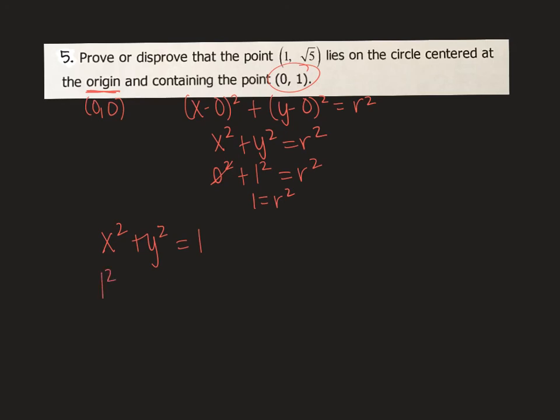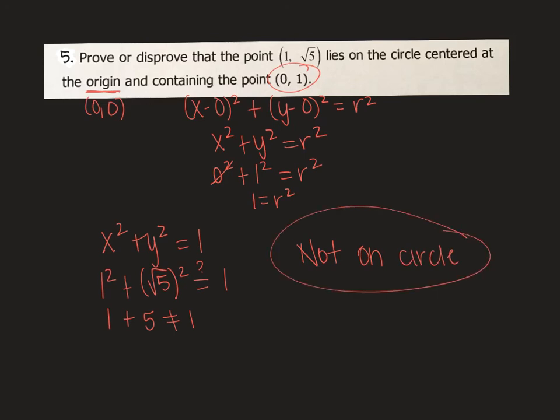So 1 squared plus square root of 5 squared, is that equal to 1? Well, 1 squared is 1. Square root of 5 squared is 5. 1 plus 5 does not equal 1. So it's not on the circle.